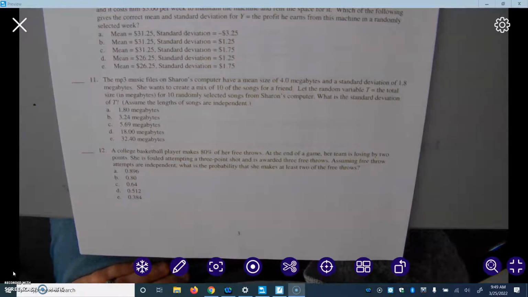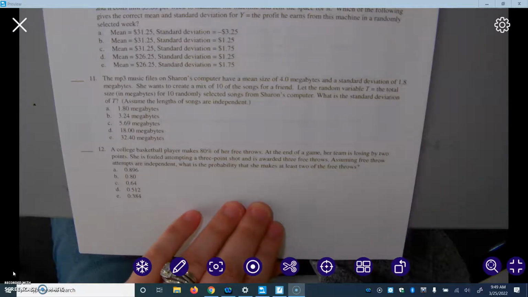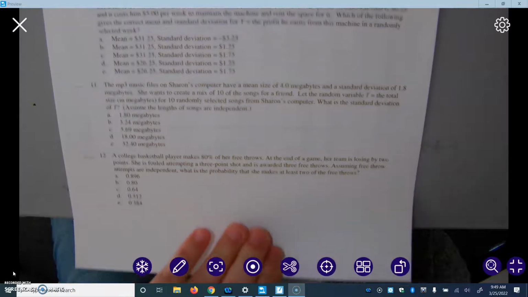Number 12, a college basketball player makes 80% of her free throws. At the end of the game, her team is losing by 2 points. She is fouled attempting a 3-point shot and is awarded 3 free throws. Assuming free throw attempts are independent, what is the probability that she makes at least 2 of the free throws?